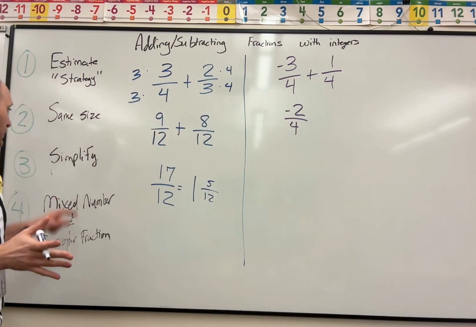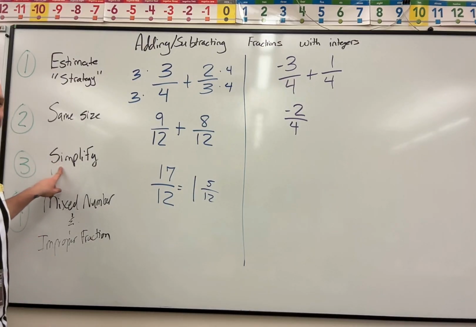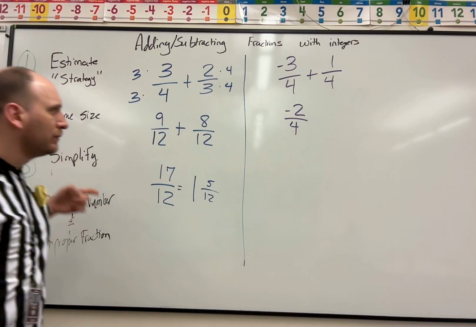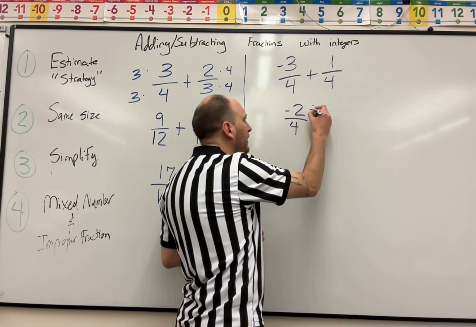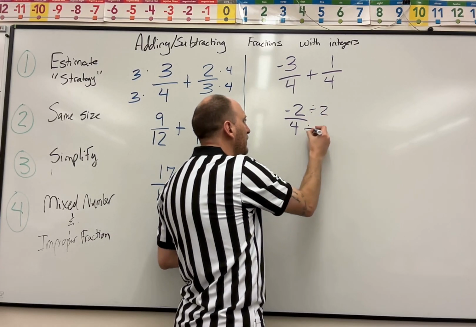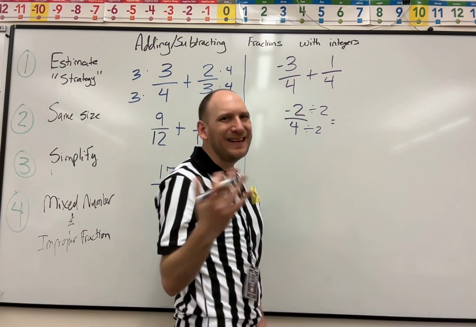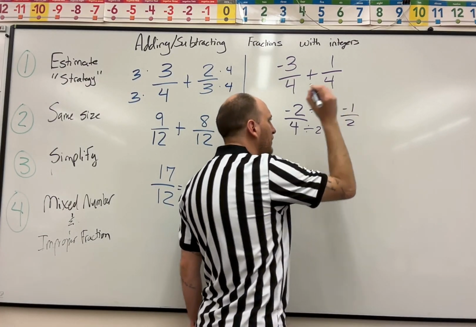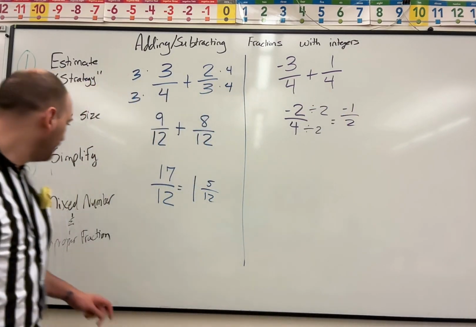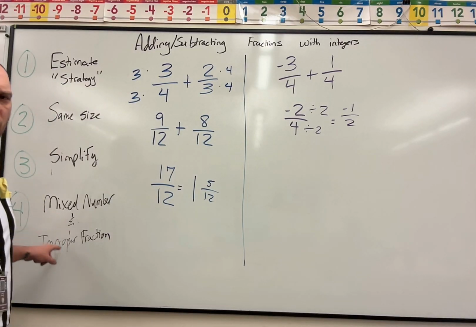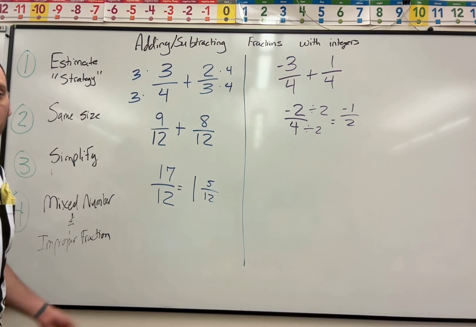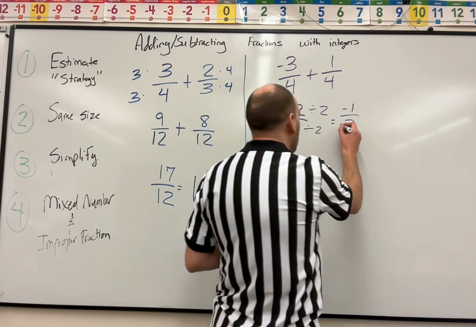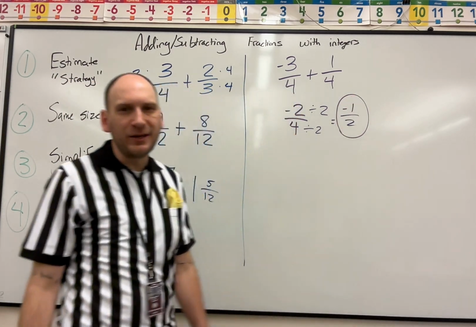However, -2/4 is not in simplest form. So I can divide both our numerator and denominator by 2. And in this problem, we actually have a proper fraction, so we don't have to convert to either of these. So in this problem, we're already done.